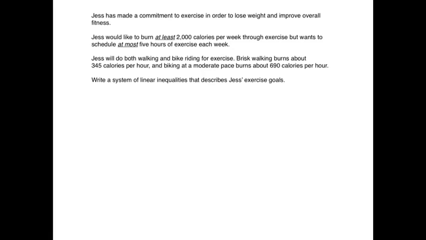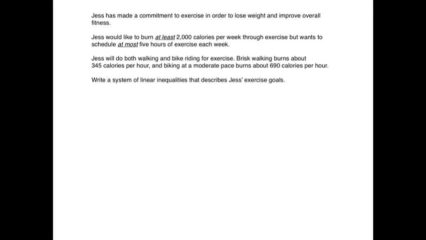So, Jess has made a commitment to exercise in order to lose weight and improve her overall fitness. Jess would like to burn at least, please notice that this says at least right here. That's going to tell us what inequality symbol to use. Jess would like to burn at least 2,000 calories per week through exercise, but she wants to schedule at most 5 hours of exercise each week. These two conditions here, or limits, are known as constraints. That word's going to come up again.